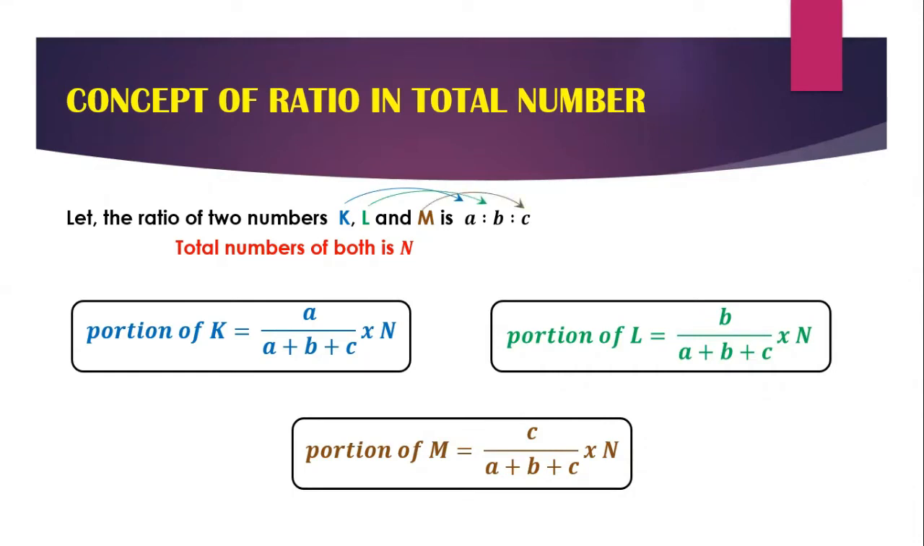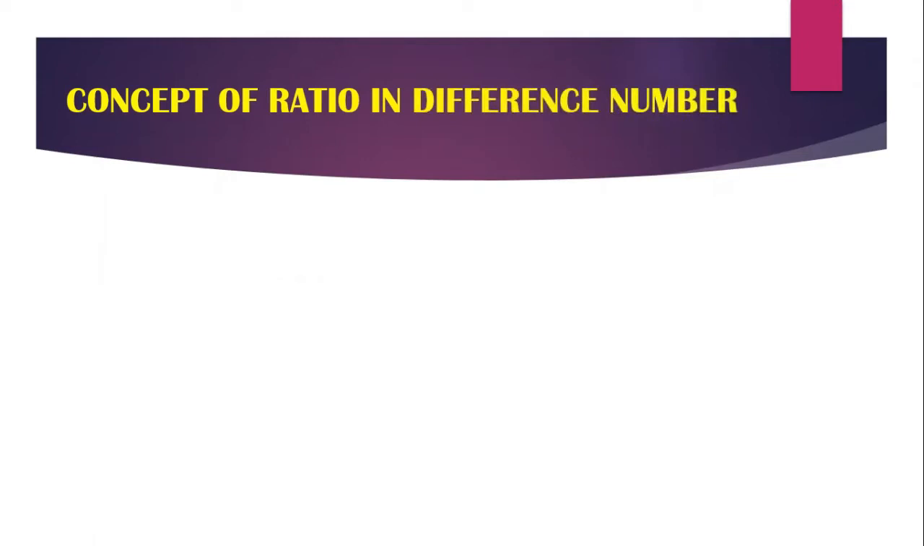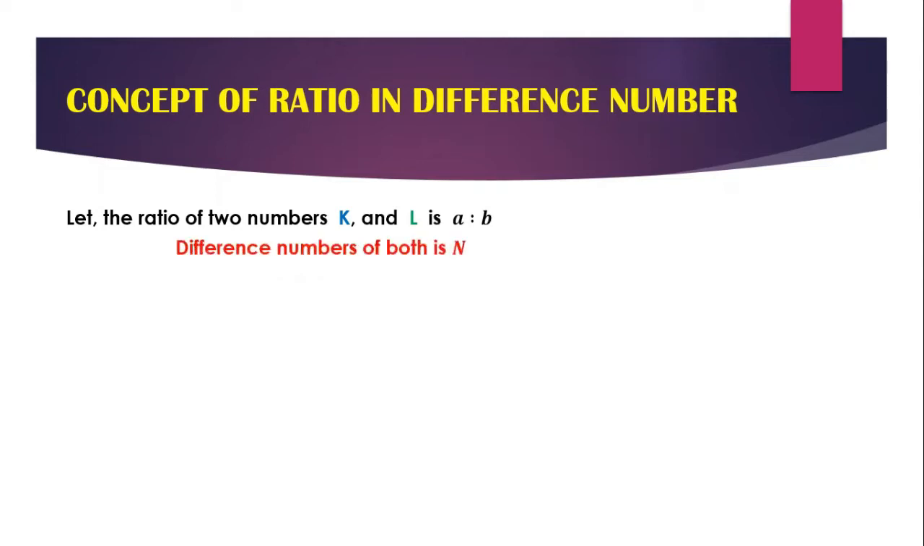Okay, that's the case of the concept of the ratio in total number. Next, the concept of ratio in difference number. Let the ratio of two numbers K and L be A to B. Our topic today is difference number. The difference number of both is N.